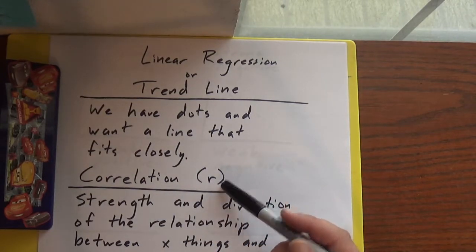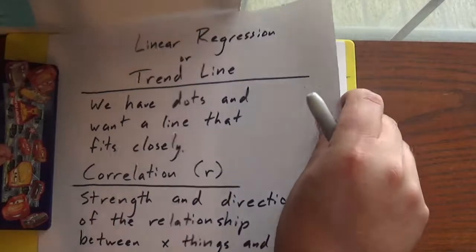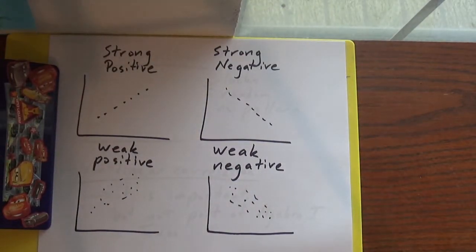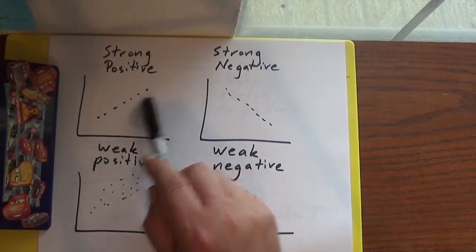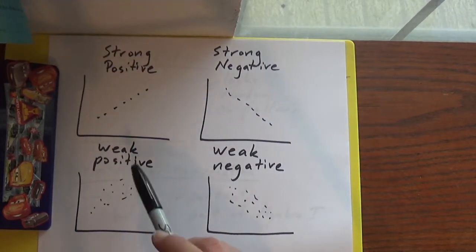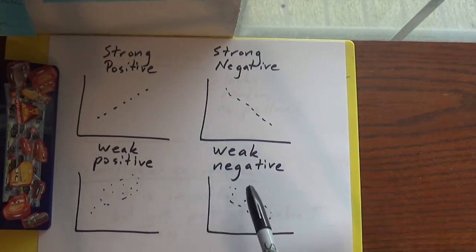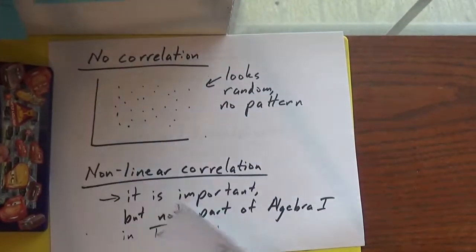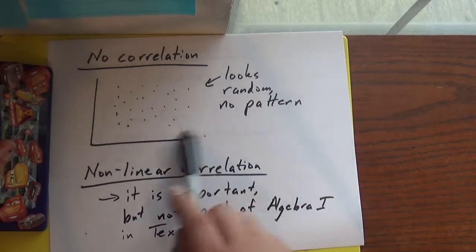Correlation, lowercase r, is the strength and direction of the relationship between your x things and your y things. So if we've got strong positive correlation, it's going to look kind of like a line, and it's going up. Strong negative looks like a line, but it's going down. Weak positive means it's a little bit more blobby, but it's still going up. Weak negative, more blobby, but going down. No correlation is just going to look random. No pattern.